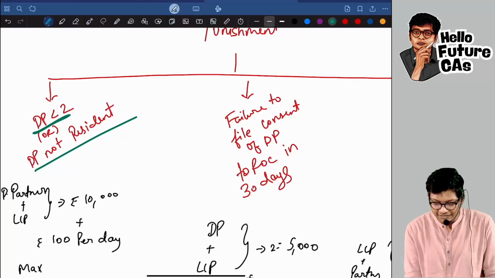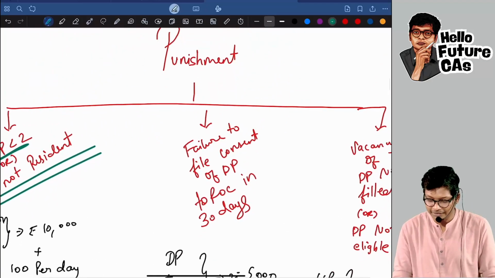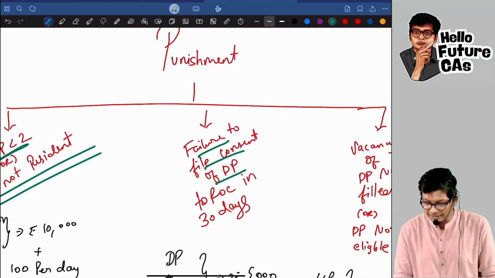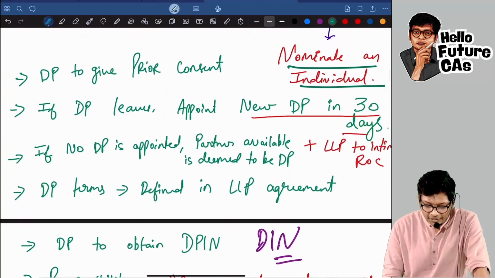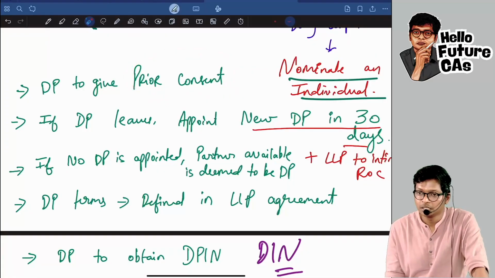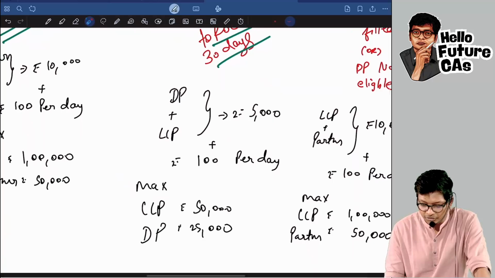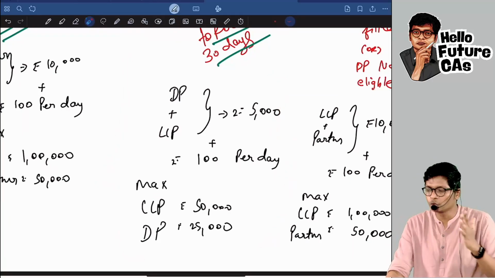Okay. So if less than 2 or DP is not resident, now what is the penalty here? Enjoy. Next, failure to file consent of DP to ROC in 30 days. Remember I told here, DP has to give a prior consent. That consent, if you don't file to ROC, you have another penalty, guys. Okay, you go through that penalty.